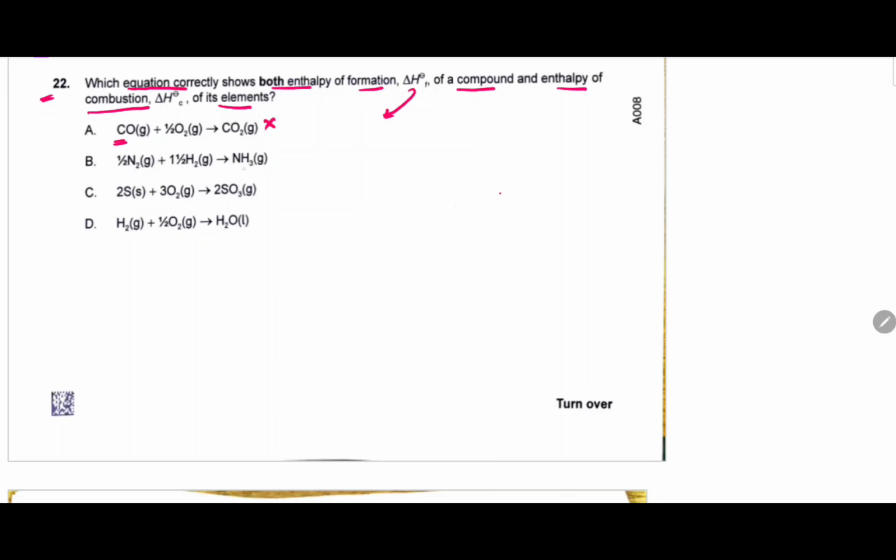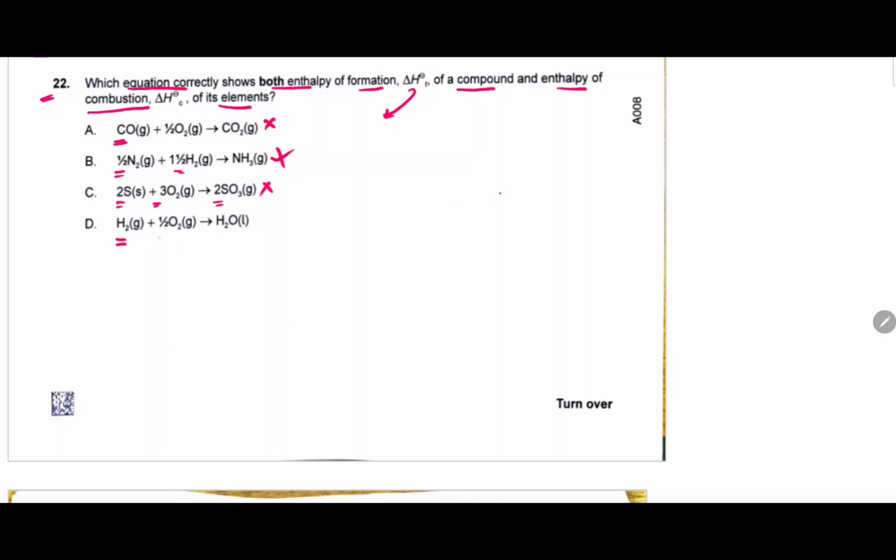Half N2 plus 1.5 H2 gives you ammonia. This reaction shows the formation of ammonia. That is, enthalpy of formation is correct, but it is not enthalpy of combustion, because for combustion we require oxygen, which is not present. Sulfur burns with oxygen to form SO3, but since there are 2 moles of sulfur, and for finding enthalpy of combustion we require per mole, hence this cannot be the option.